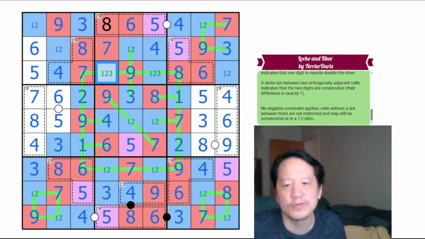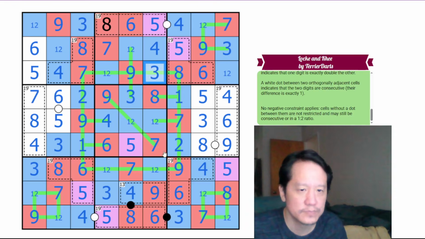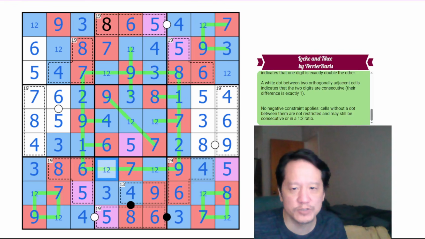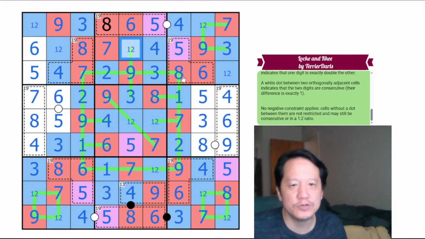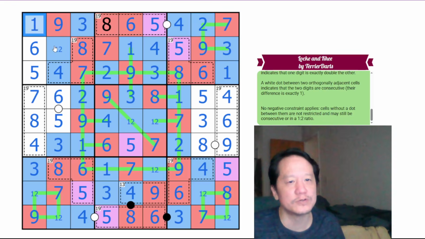This cannot be 3 next to a 7, so this has to be 3 here. This is 6, which must be next to a 1. That leaves this as 2, which makes that 1. 2 eliminates 2 here, so it's 1 and 2, which eliminates 2 here, so it's 1 and 2.